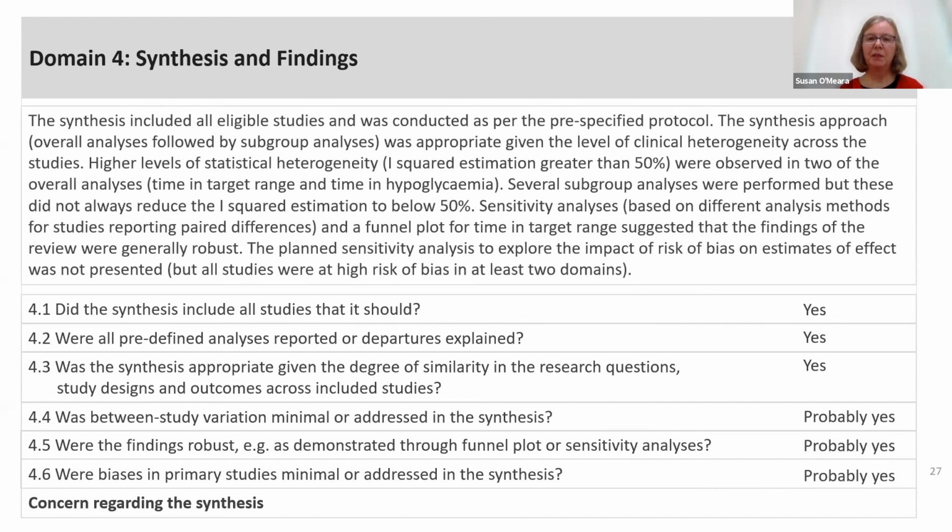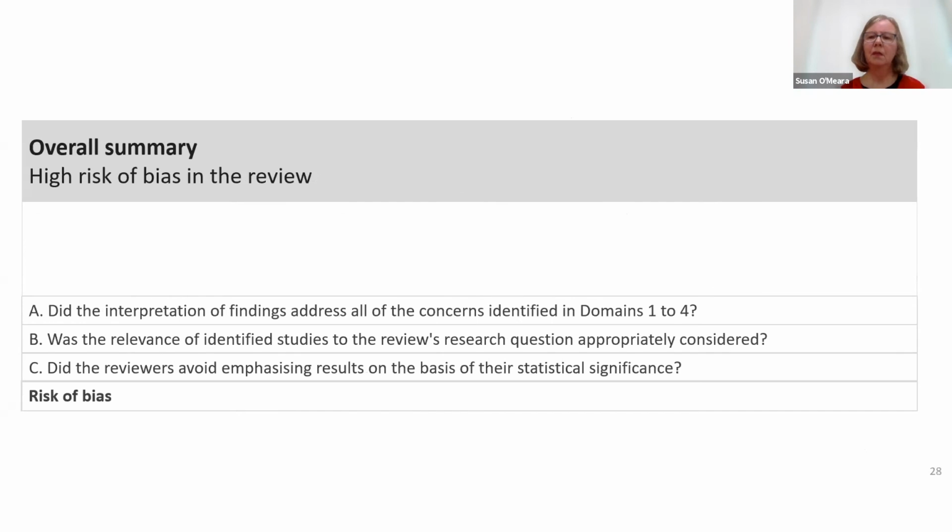Again, we include our comment, and this domain was at low risk of bias. And so that's the end of our 4 domains. Just to say, if there's problems within this domain, it is often to do with heterogeneity. So having completed the questions on the 4 separate domains, we considered them overall to come up with an overall risk of bias for the review.